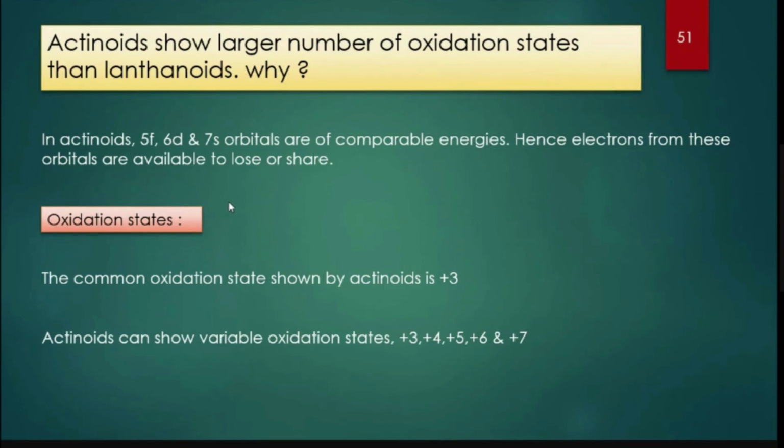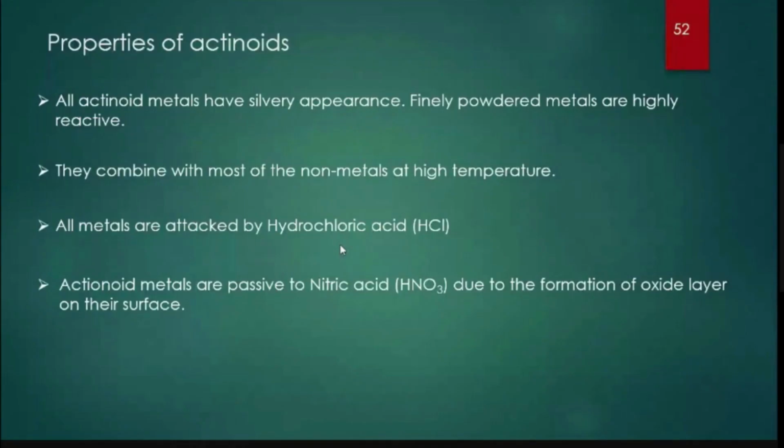What is the common oxidation state of the actinide series of elements? Already you know the common oxidation state of lanthanides is +3. Even for the actinide series of elements the common oxidation state is +3. That means all the elements present in the actinide series show +3 oxidation state in common. In addition to that, actinides can show variable oxidation states as +3, +4, +5, +6 and +7. Why? Because 5f, 6d and 7s orbitals are of comparable energies. That is why they can increase their oxidation number.